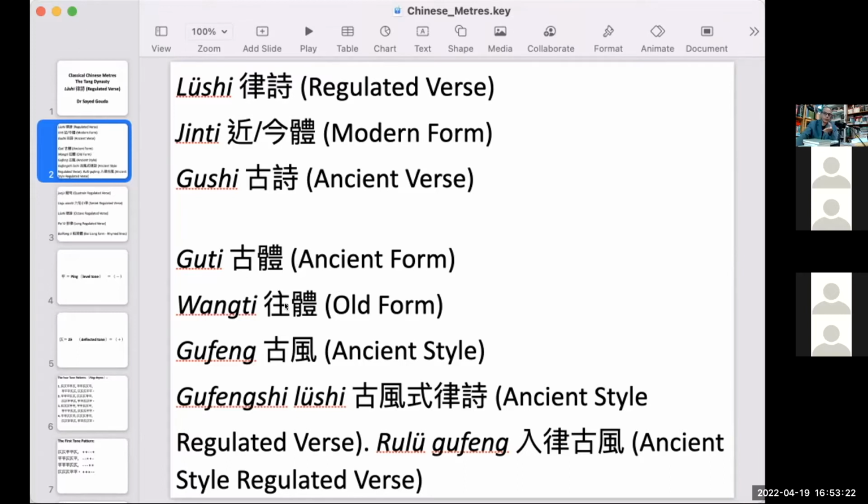You may also refer to it as Gufeng, ancient style, or Gufeng lüshi, meaning mixed ancient style regulated verse, or Ru lü gufeng. All these names refer to the same thing. And that is a bit different from Lüshi, which is much more strict, because it has some strict rules for the poets to follow. However, the poets during that time deviated from these rules at will. Du Fu did that. Li Bai was very famous for deviating from them. He broke all the rules at will.